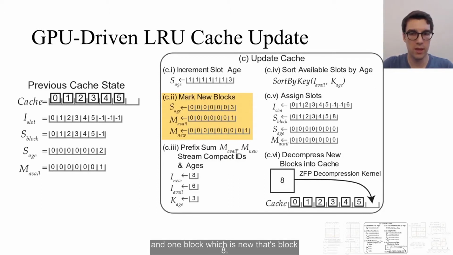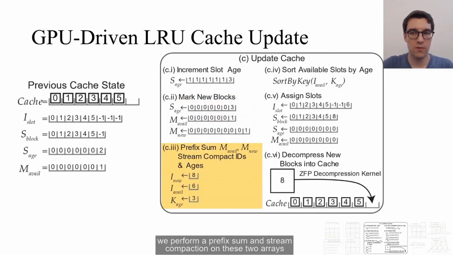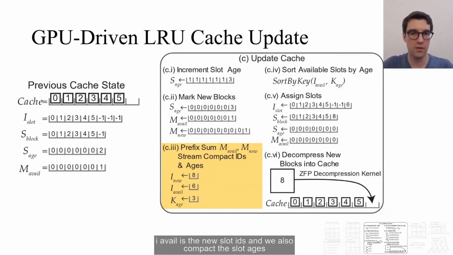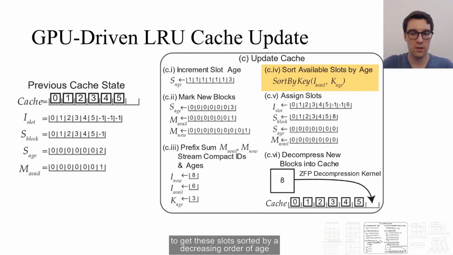That's block 8. We perform a prefix sum and stream compaction on these two arrays, M available and M new, to get lists of the IDs of the available slots and the blocks. So that's I new is the new block IDs, I avail is the new slot IDs, and we also compact the slot ages, the available slot ages, which we use to perform a sort by key here to get the slots sorted by decreasing order of age.